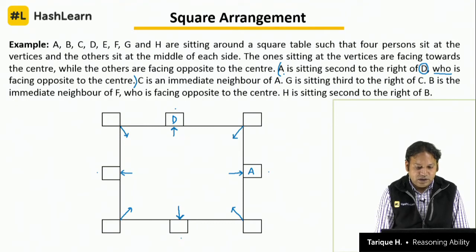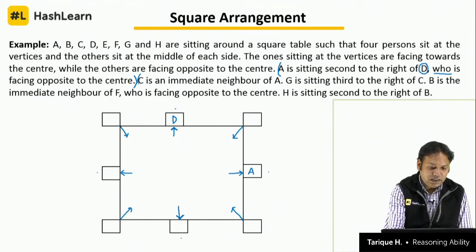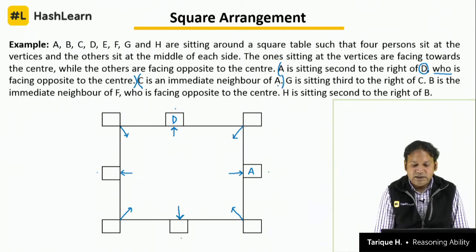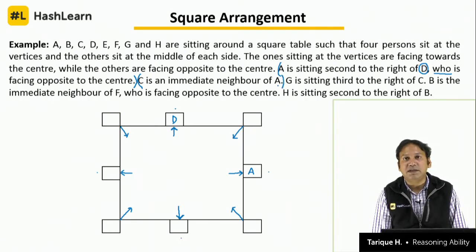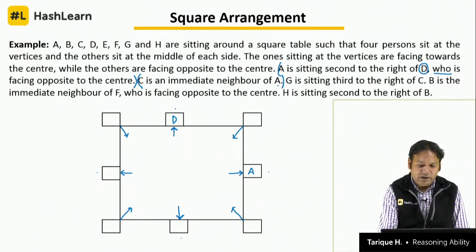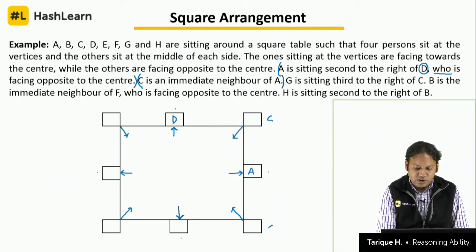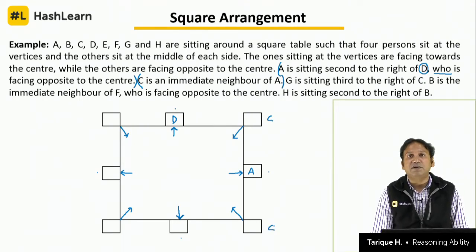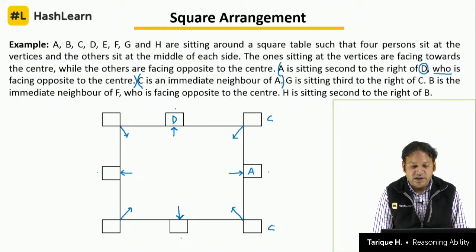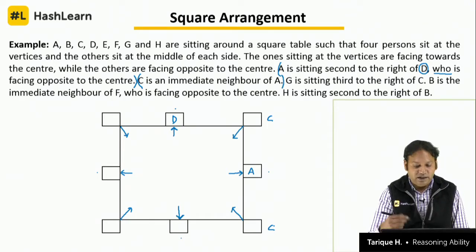Now let's look at the next one. C is an immediate neighbor of A. So that means there are two possibilities for C. One is that C can be in this position, or C can be in this position. So I am writing it outside the box because we don't know right now which position is the correct position for C, because immediate neighbor means right next to, but there are two possibilities.